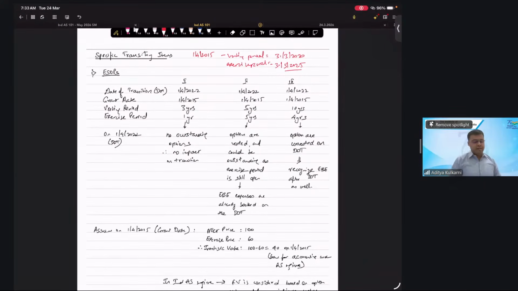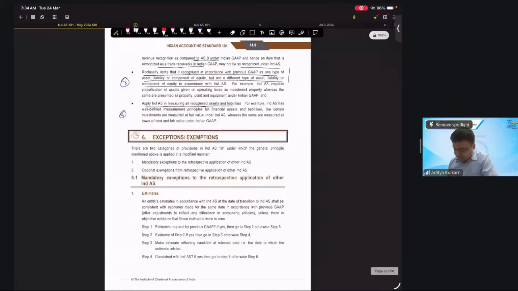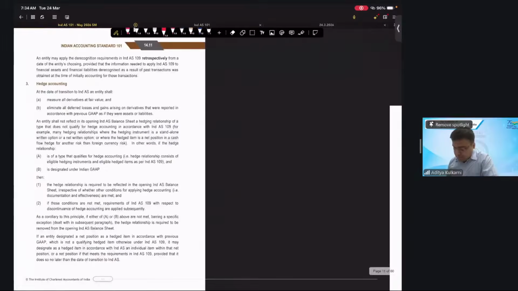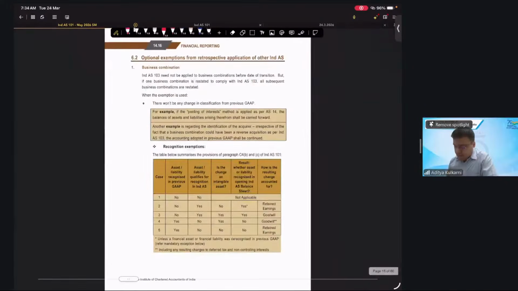Any doubts as far as ESOPs are concerned? Sir, in the third case, we should apply fair value on the grant date and do retrospective accounting till the date of transition? Yes. Fair value on the grant date you should find, but it is not so easy. Because the grant date would be some past date, you have to go back in time and do the accounting. Yes, sir. But that is the best way of doing that, and that is what is preferred.